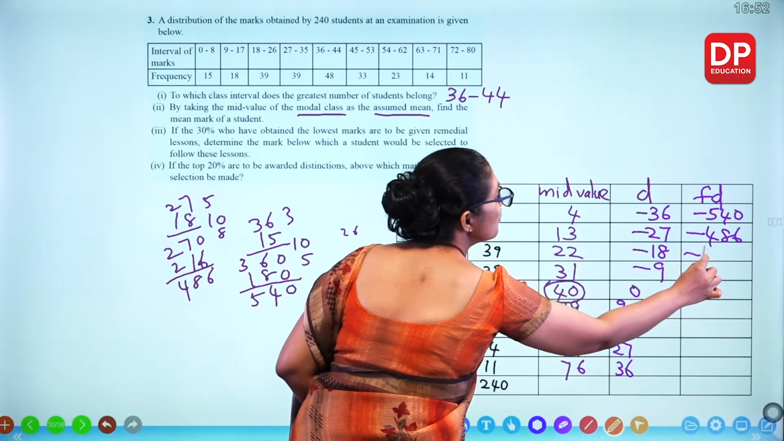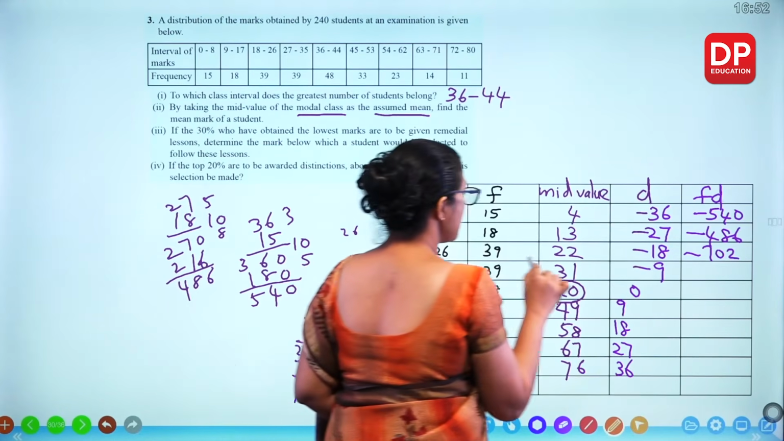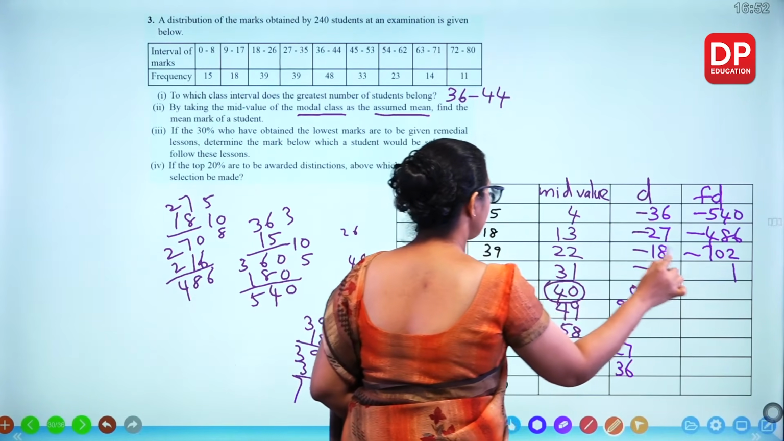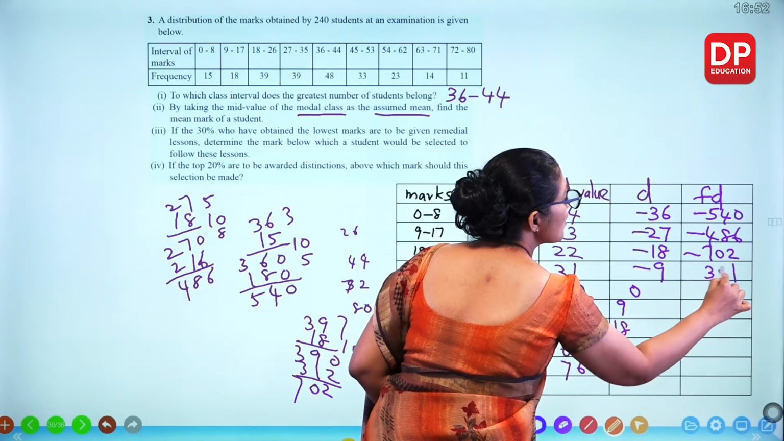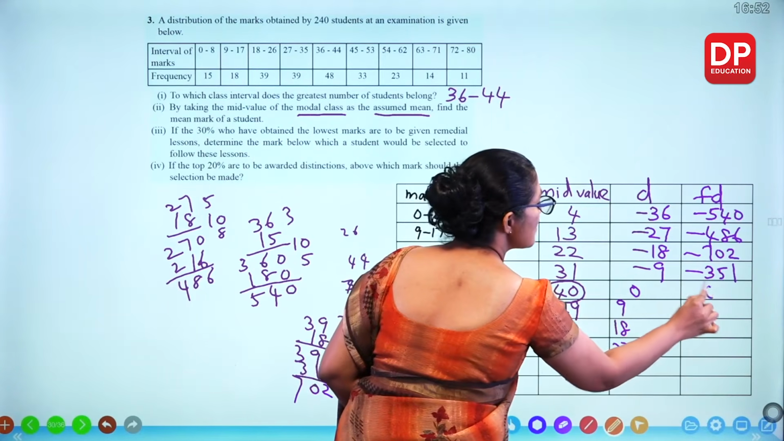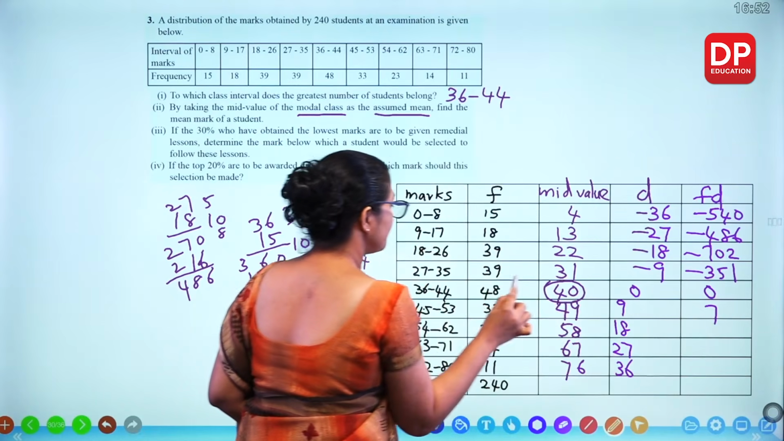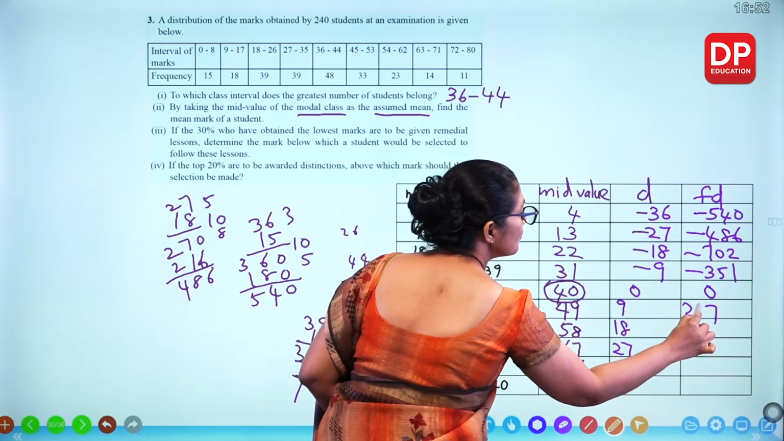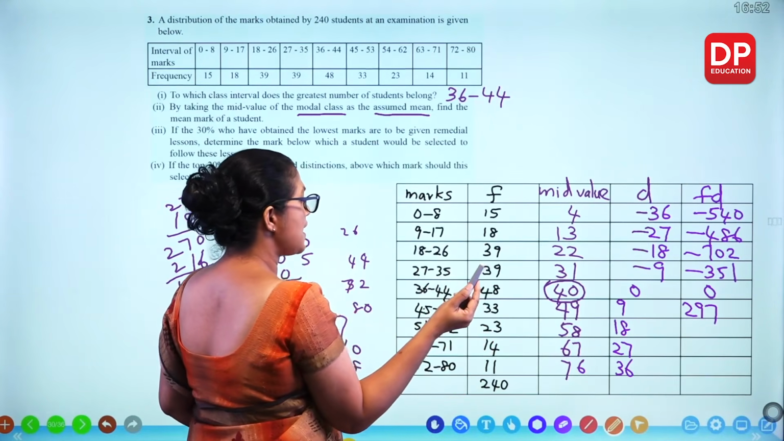$702. 9 times 39, 351. 48 times this is 0. Now positive values. 297. 23 times 18.